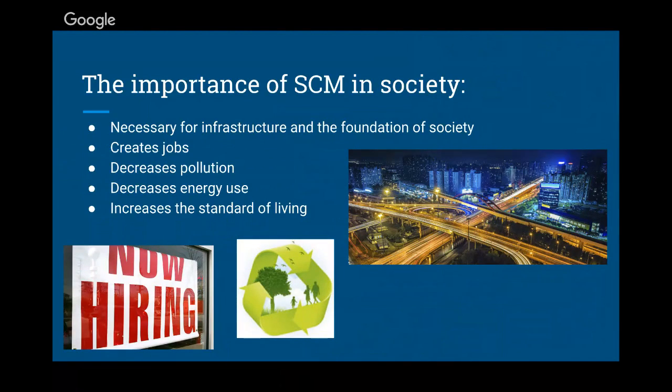Supply chain management is important to society because it is necessary for infrastructure and foundation of society. In a well-functioning society, supply chain management should aid in creating jobs, decreasing pollution, decreasing energy use, and increasing the standard of living overall. So pretty much, supply chain management has a lot of benefits for society as a whole.